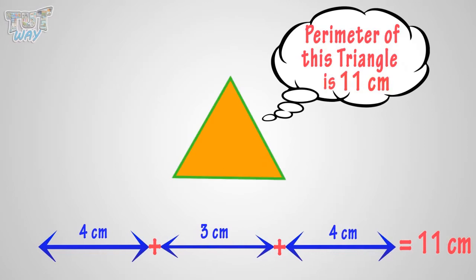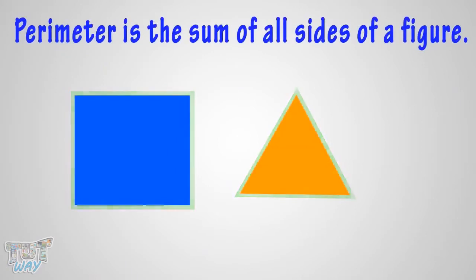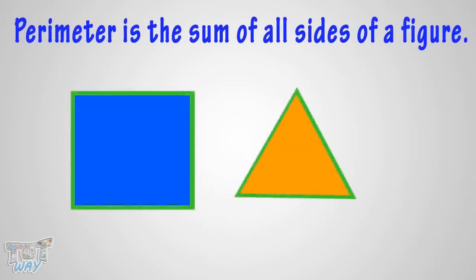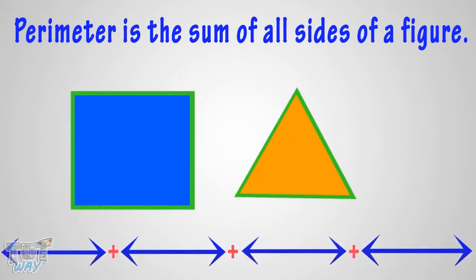Good. So, what have we learned? We have learned perimeter is the length of the boundary of a closed figure. And we calculate it by adding the lengths of all sides of a closed figure.